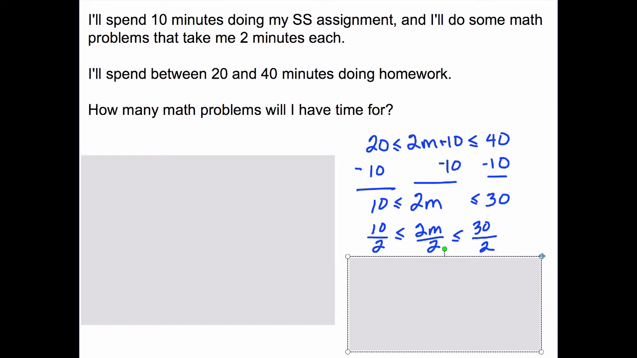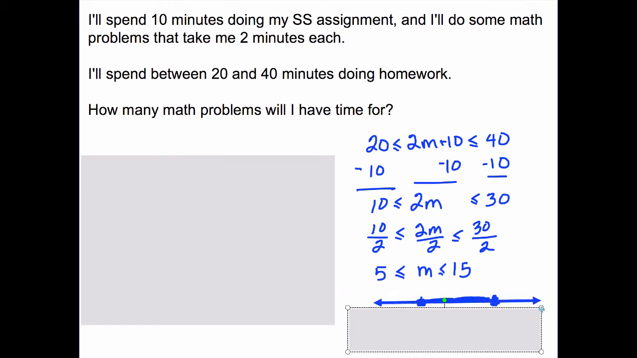Next, we'll divide each of the 3 parts by 2, and we'll get 5 is less than or equal to m, and that is less than or equal to 15. So our solution can be written like that, and if you're asked to graph it, the graph would look like this: 5 to 15 shaded in. And you might also write m is greater than or equal to 5 and m is less than or equal to 15. That's also valid. It's also correct.